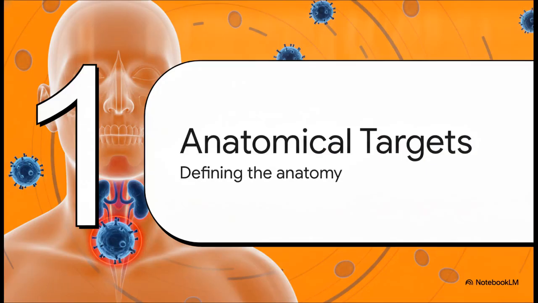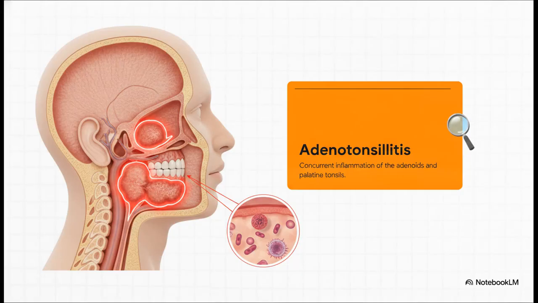Okay, let's start with Section 1, defining the anatomical targets. It really all begins with geography. Tonsillitis is strictly defined as the inflammation of the palatine tonsils. You know, those oval-shaped pads of tissue sitting right at the back of the throat. But when we upgrade to talking about adenotonsillitis, we are dealing with the concurrent inflammation of both those palatine tonsils and the adenoids, which sit a bit higher up behind the nasal cavity.